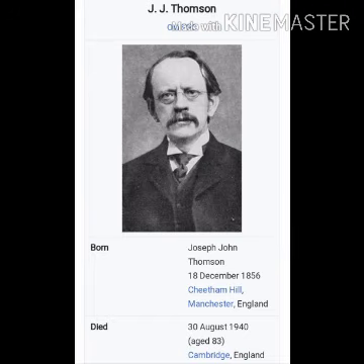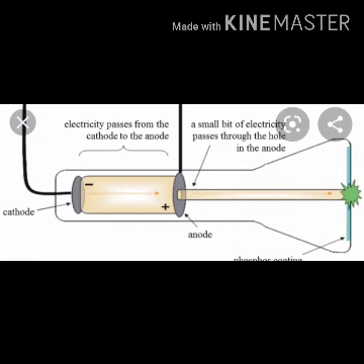Now take a look at the picture. This is the experiment he carried out using a cathode ray tube, and he proved that the negatively charged particle was the electron. So we will learn about a few more scientists in the next session.